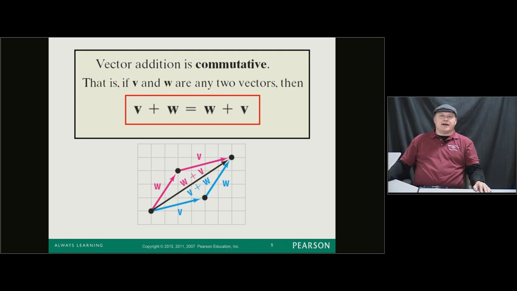Very well demonstrated right here. One's in pink, one's in blue. They end up at the same point. They have the same direction, and of course they have the same length, so they are equal.